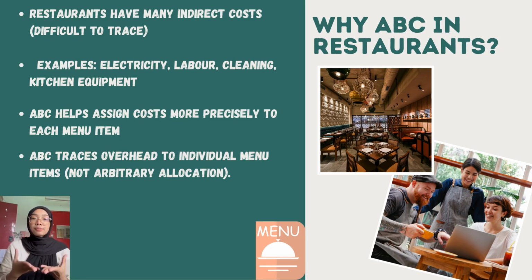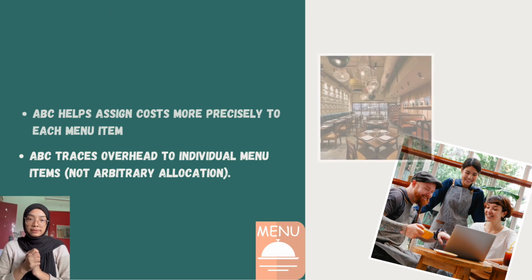By identifying specific activities and their costs, ABC allows restaurant managers to assign costs more precisely to each menu item, which also traces overhead to individual menu items instead of spreading them randomly. So, in a restaurant, different items consume different resources, like a steak takes longer to cook, a salad needs more prep, and so on. So, ABC captures that diversity.